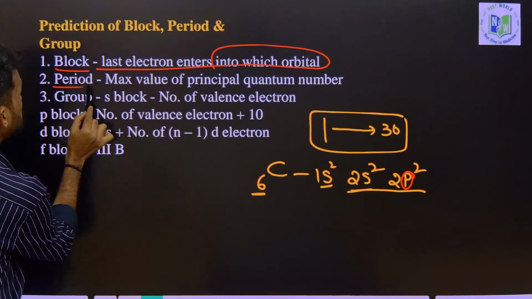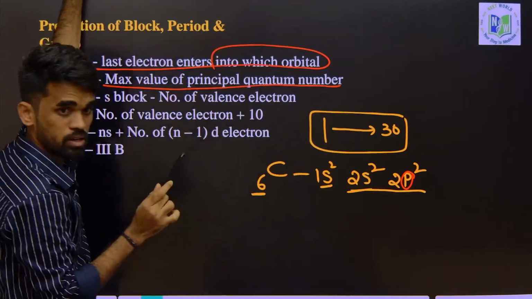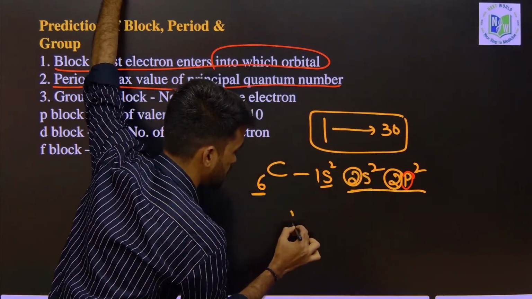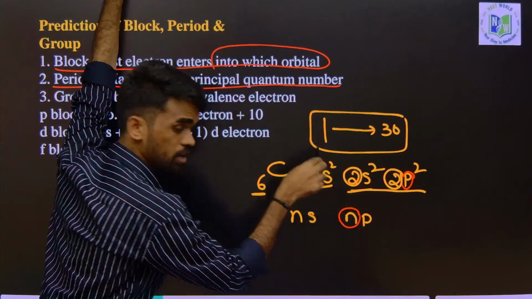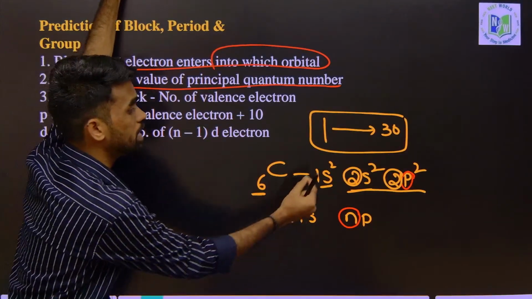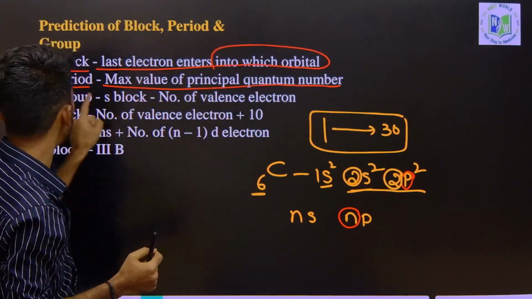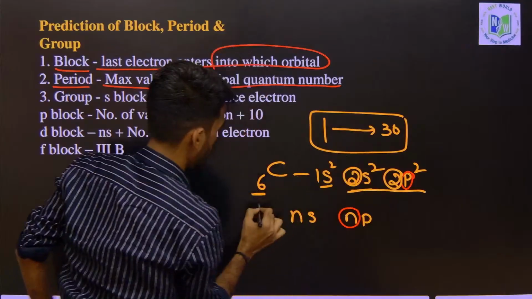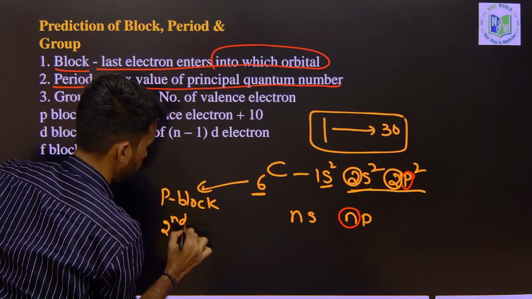Next, they will ask what is the period number. Period number is nothing but the maximum principal quantum number. Here we have these coefficients, something like ns you are writing, np you are writing. This coefficient is the principal quantum number. By looking at that, consider the highest number, that will be its period number. So what is the period number of this carbon? 2. So carbon belongs to p block, first thing, and second thing, second period.